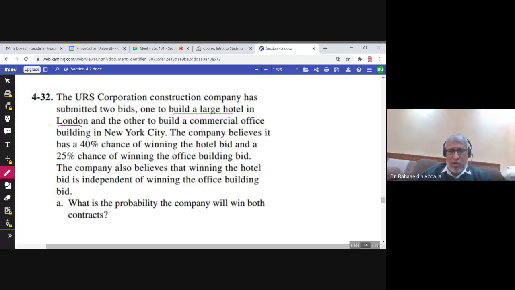So let me call this event H: that the company will win this bid, the large hotel, and the other bid to build a commercial office building in New York City. Let me call this C. So this company submitted two bids. The company believes it has a 40% chance of winning the hotel bid and 25% chance of winning the office building bid.